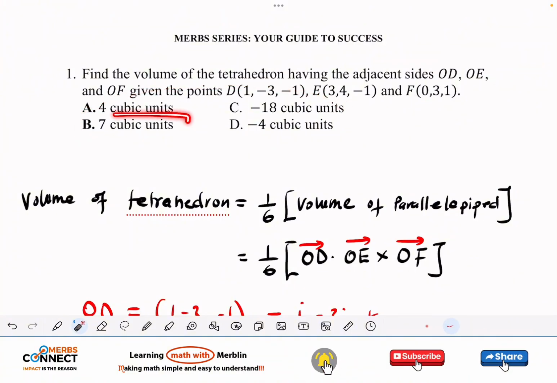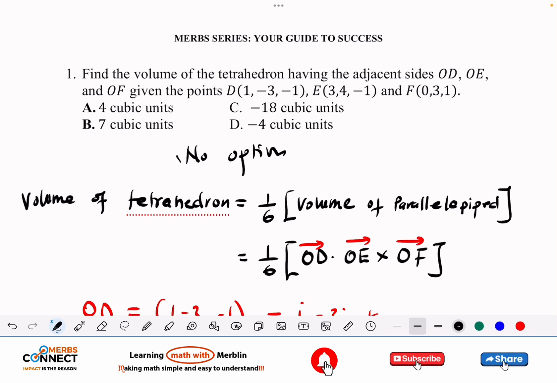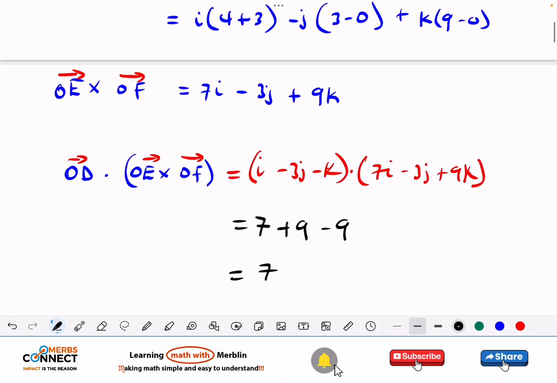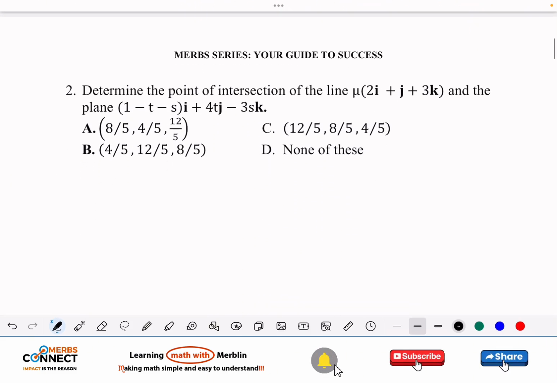It's just this, but this one is the volume of a parallelepiped. So we cannot choose this one. So no option from here. We don't have any option from here. All right. Now let's look at question 2.